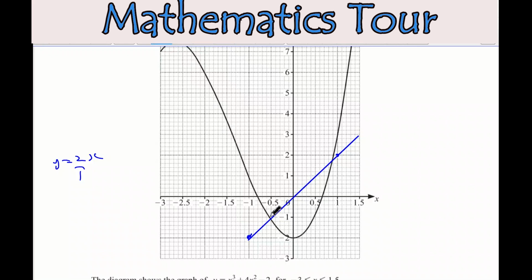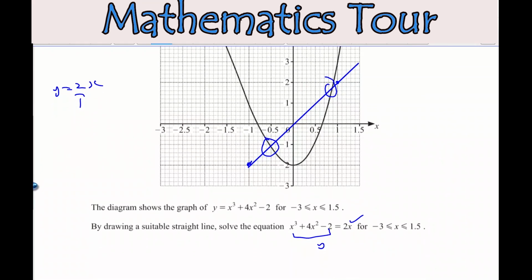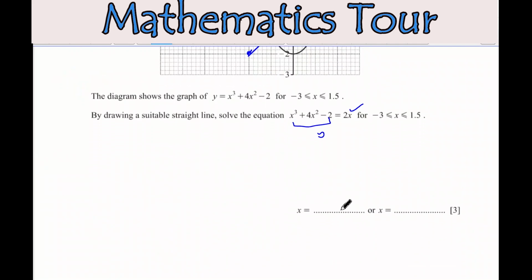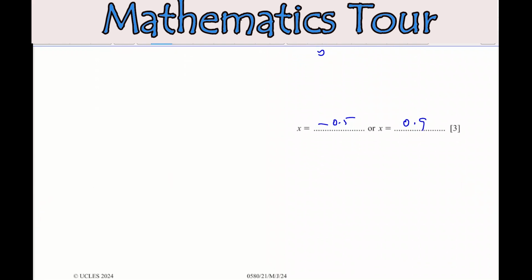I need the reading here and here. That will be the solution to this. If you look at this, this is negative 0.5. And if you trace this one down, it is here, positive 0.9. So x equals negative 0.5, or x equals positive 0.9. Okay, good. Let's go to the next question.